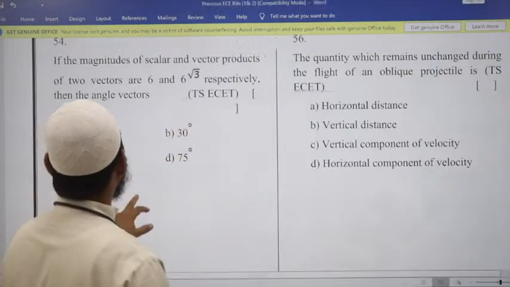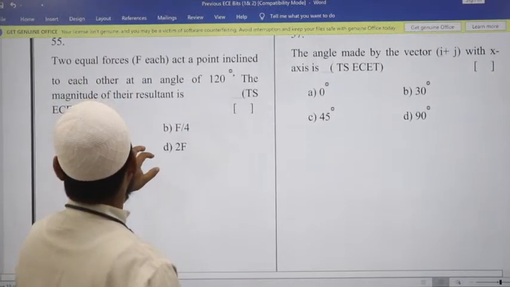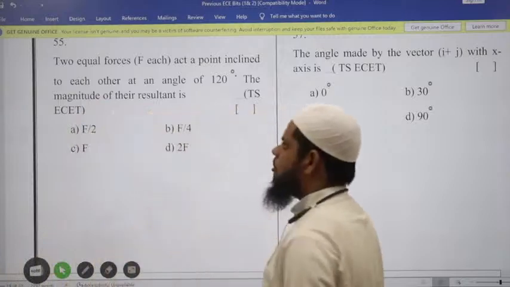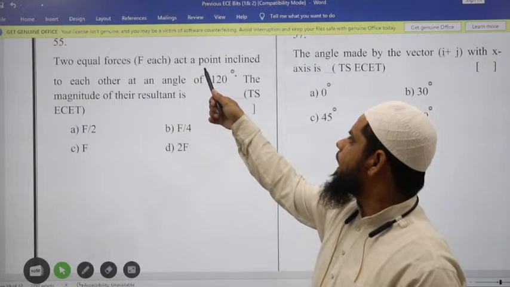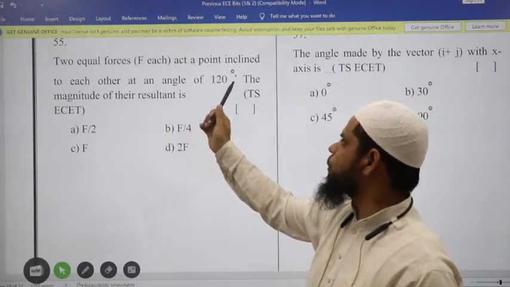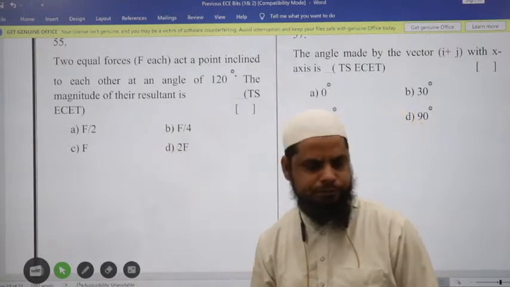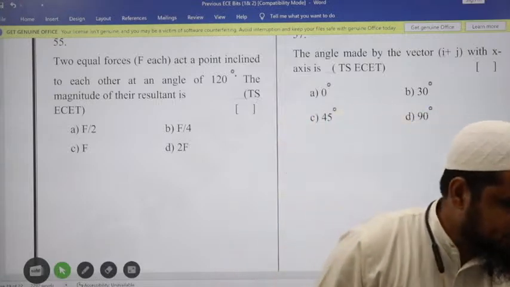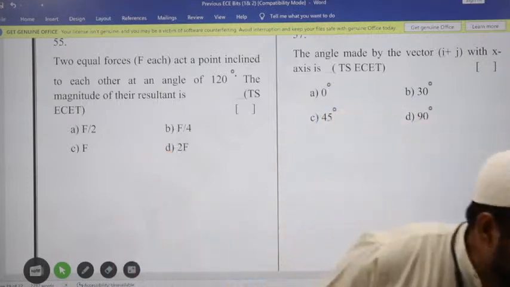Move on to the next one, 55. Two equal forces F each act at a point inclined to each other at an angle of 120 degrees. The magnitude of the resultant. Very important question. Can anyone guess the answer, please?